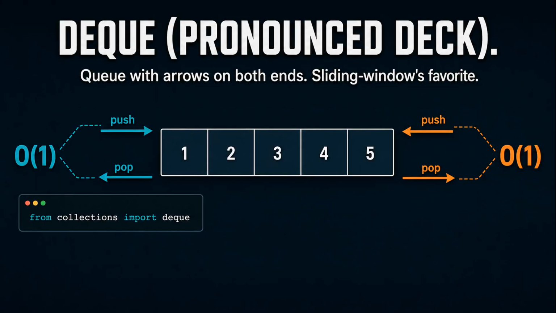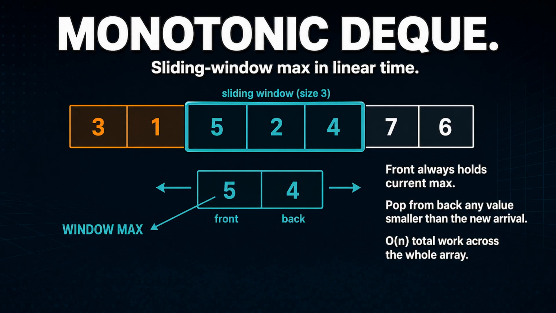One last extension. The deque, pronounced deck, is a double-ended queue. Push and pop are both O of 1 at either end. Python's collections.deque type is one. The deque shows up in sliding window algorithms, where you need to drop old items off the front and add new items to the back as a window moves across an array. Same idea as a queue, just open at both ends. Most "process the last K items" patterns use a deque underneath.